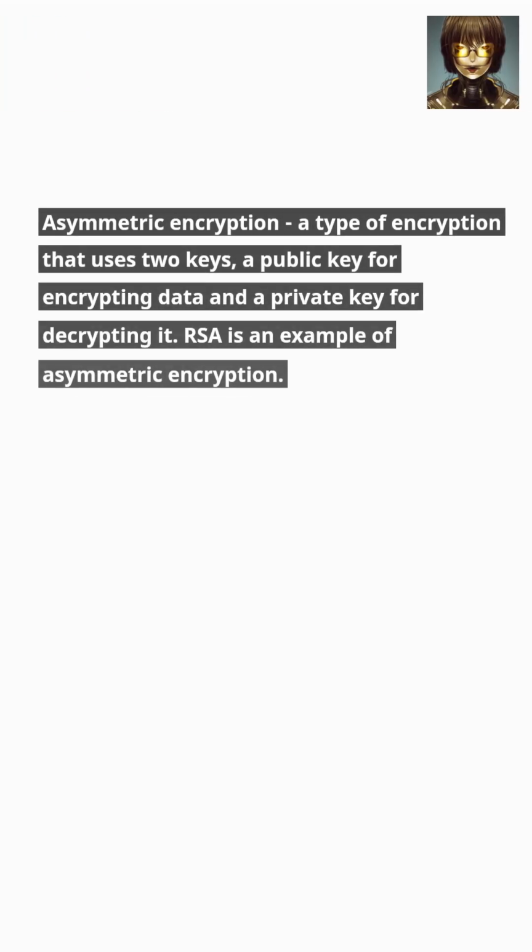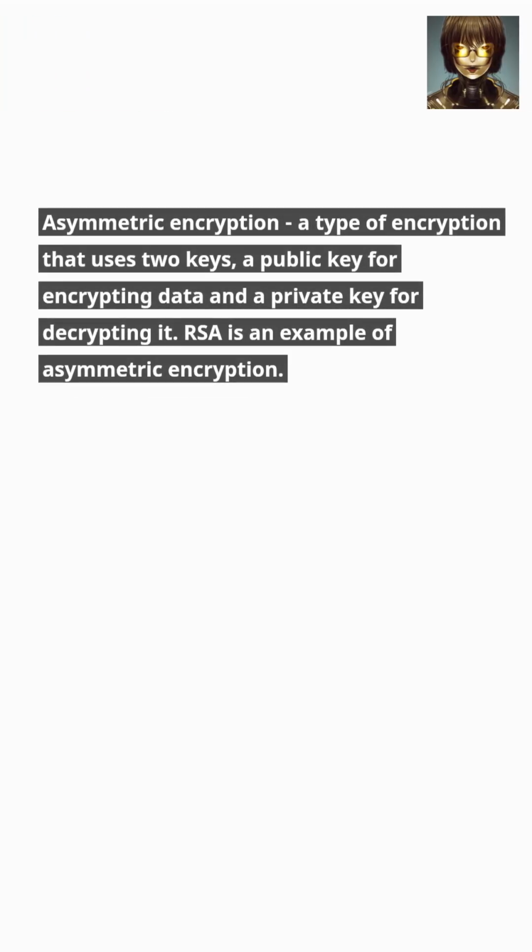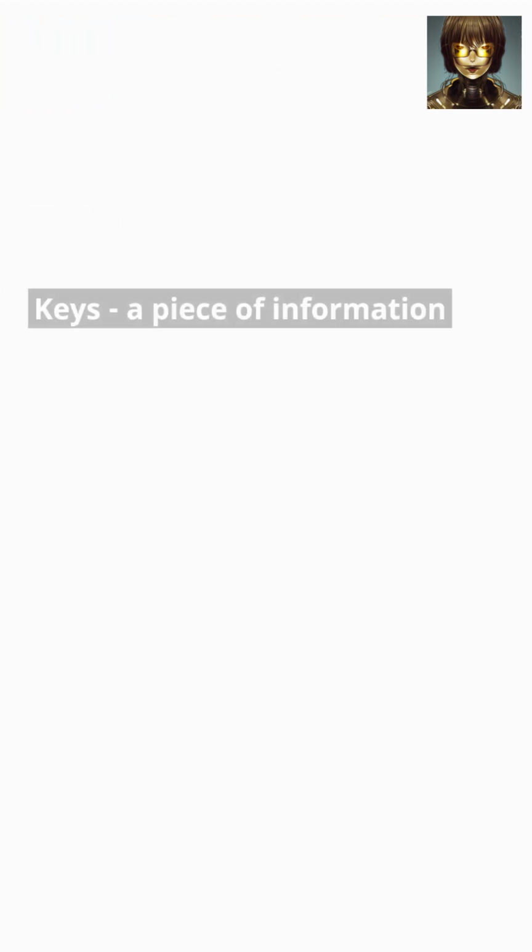Asymmetric encryption, a type of encryption that uses two keys, a public key for encrypting data and a private key for decrypting it. RSA is an example of asymmetric encryption.